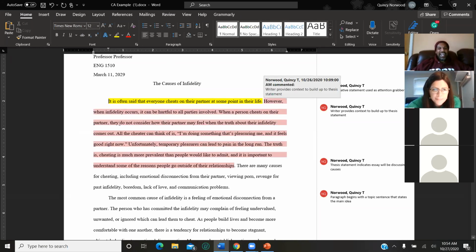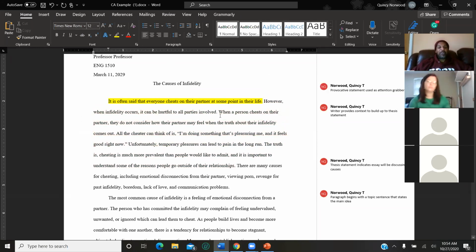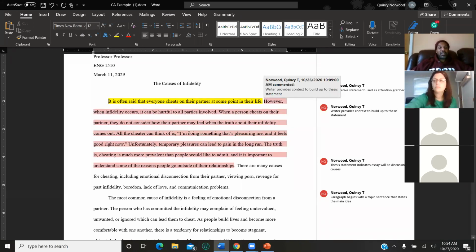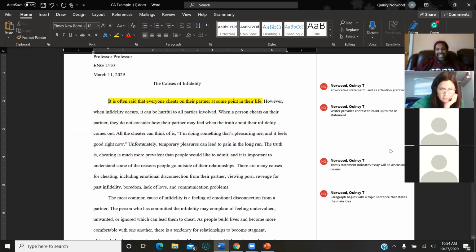However, when infidelity occurs, it can be hurtful to all parties involved. When a person cheats on their partner, they do not consider how their partner may feel when the truth about their infidelity comes out. All the cheater can think of is, I'm doing something that's pleasuring me, and it feels good right now. Unfortunately, temporary.